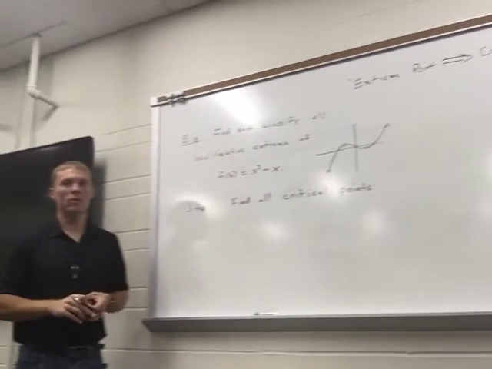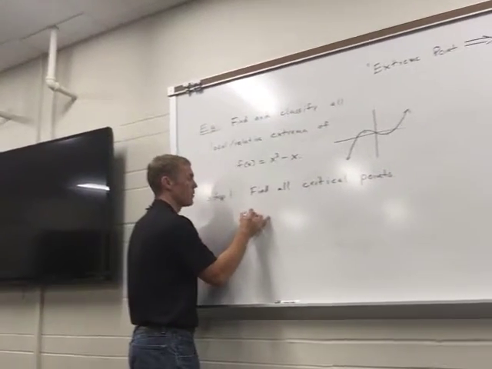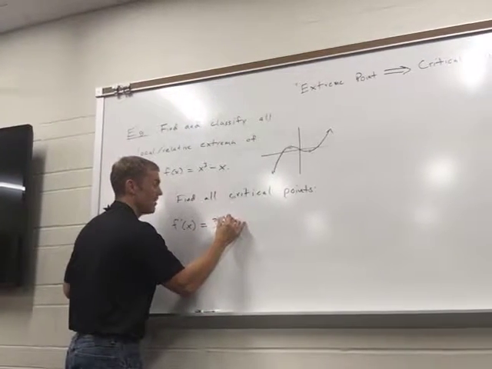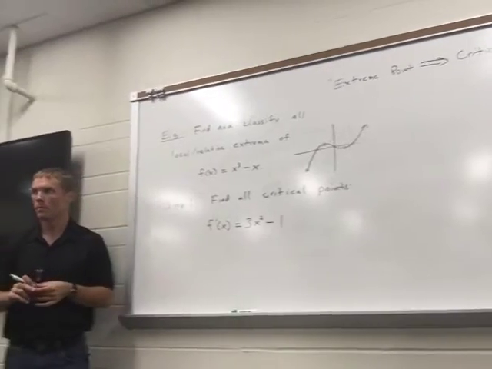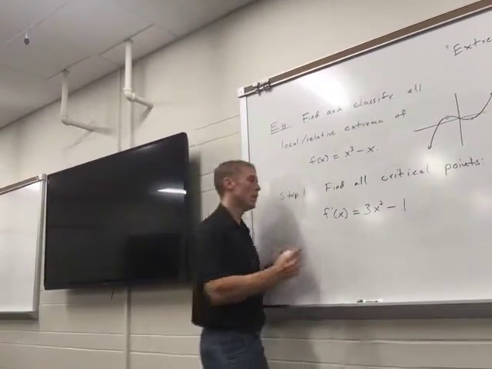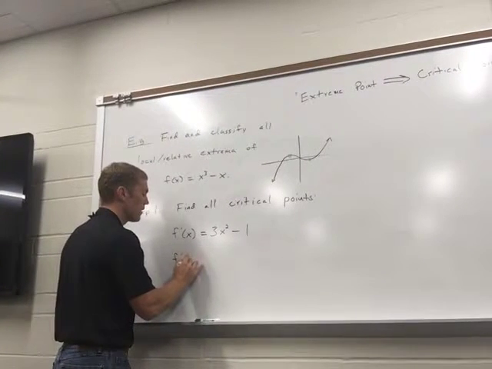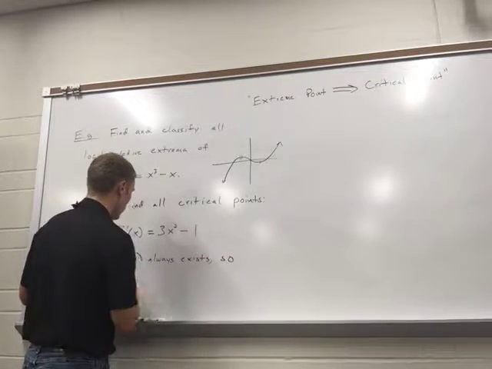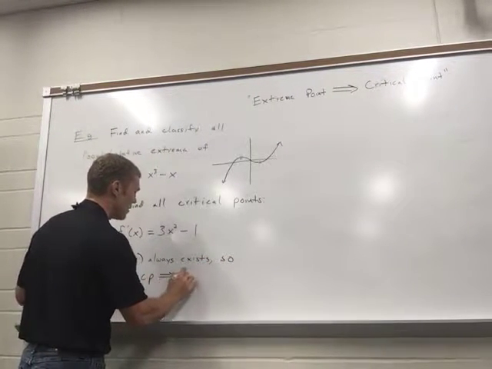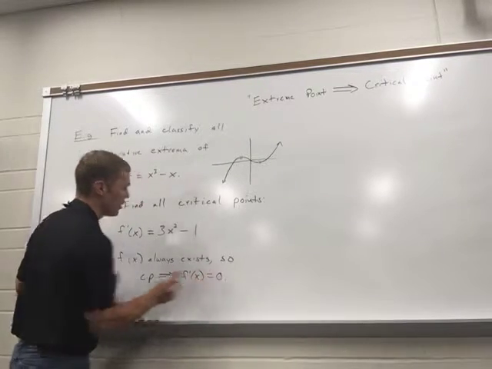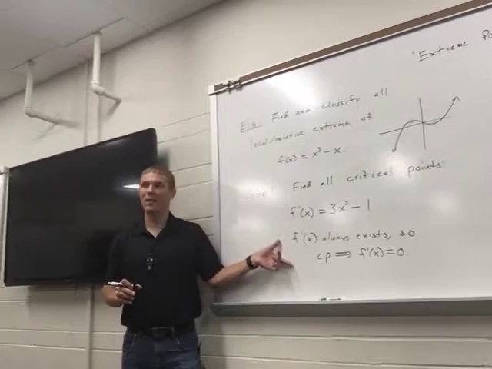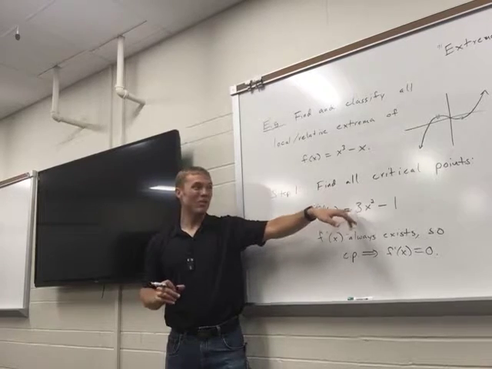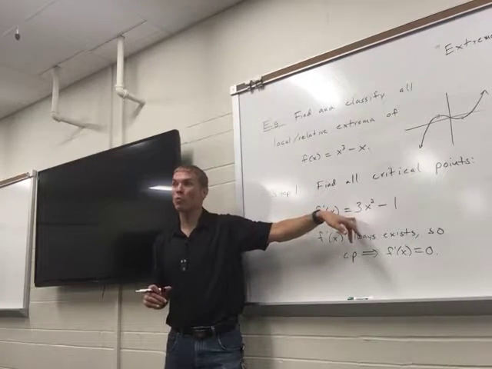Critical points are always based off the derivative, so the first thing we want to do is find f prime of x. F prime of x for this function, I hope is not difficult, is 3x squared minus 1. F prime of x always exists. So critical point implies f prime of x equals 0. Now this is the step that's often left out. You got to check to see if there's any points where this thing doesn't work. Things will often go wrong if you have a piecewise defined function or if you have a rational expression.